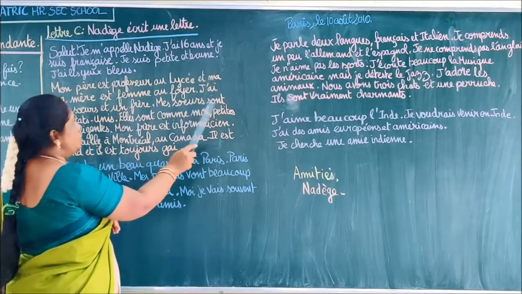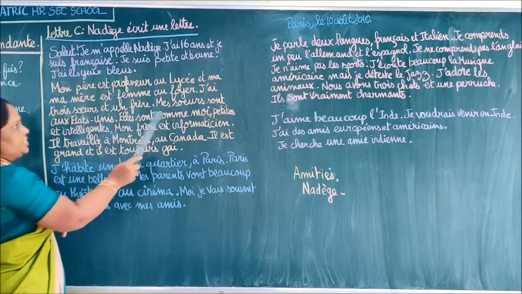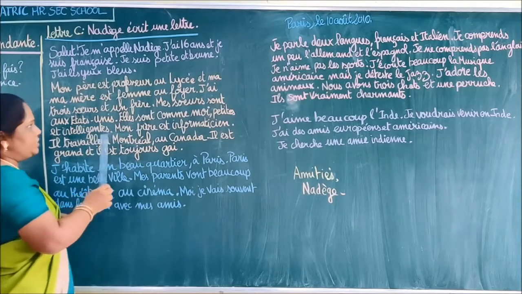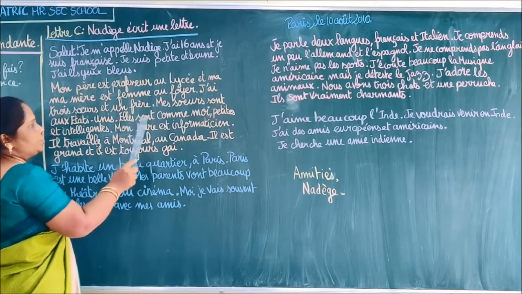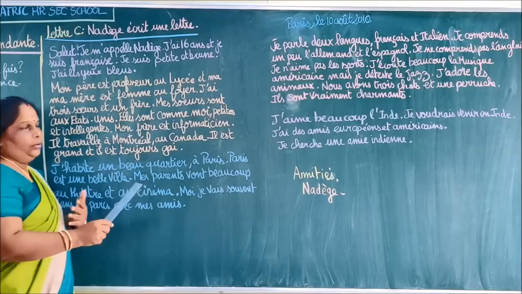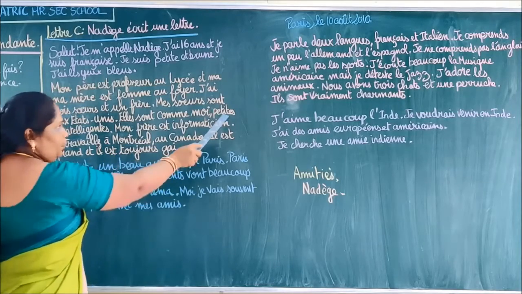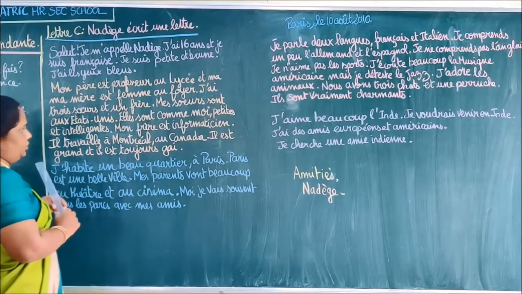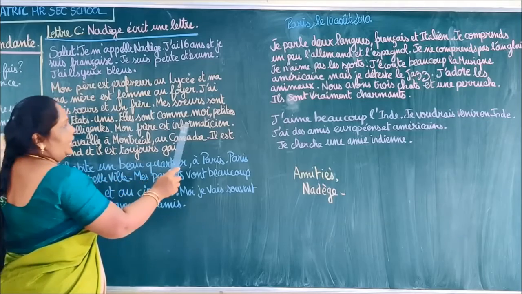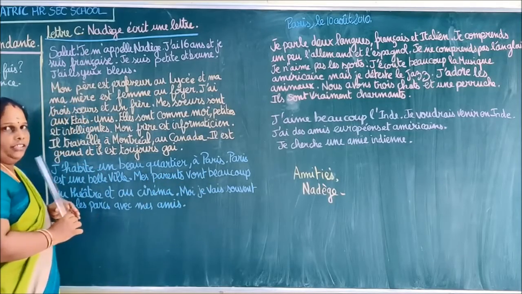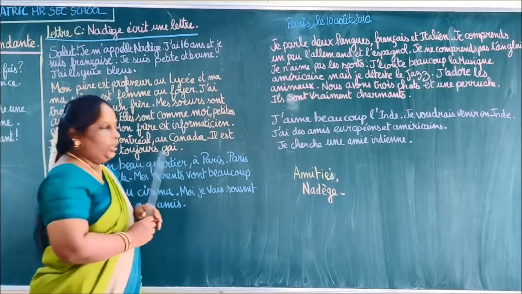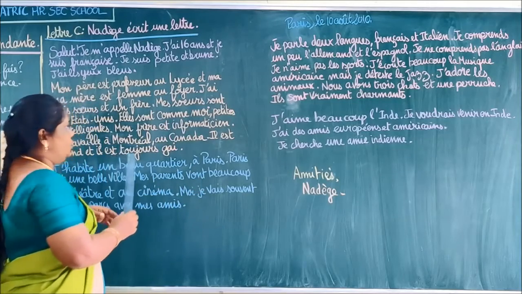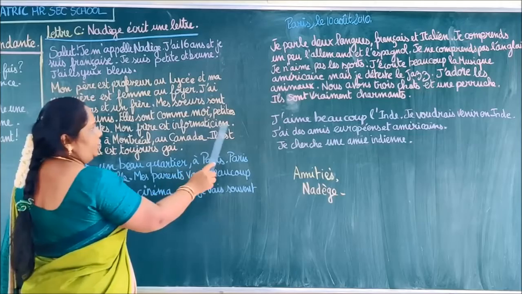Next, mes sœurs sont aux États-Unis. My sisters are in the United States. So her sisters are abroad. Elles sont comme moi. They are like me, short, petite et intelligente, very intelligent. Mon frère est informaticien. So what is informaticien? It's a software engineer. Informatique comes from the word computer. So my brother is a software engineer.